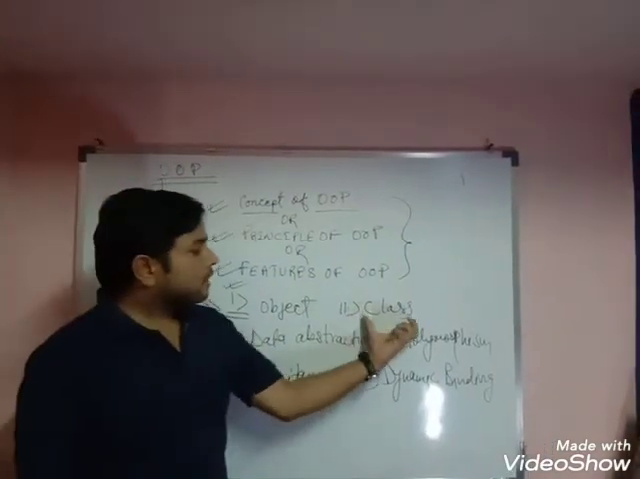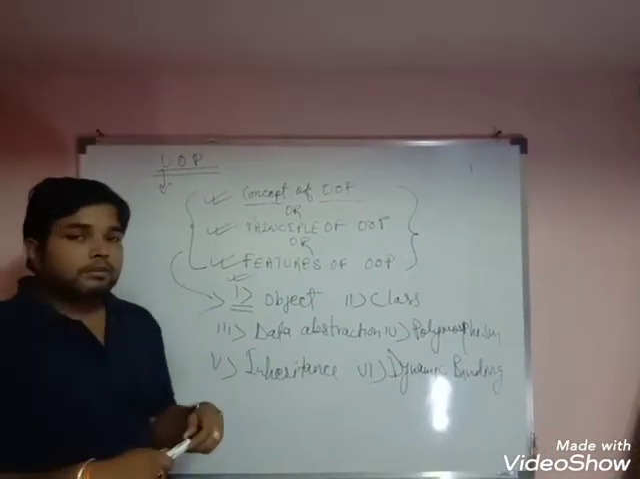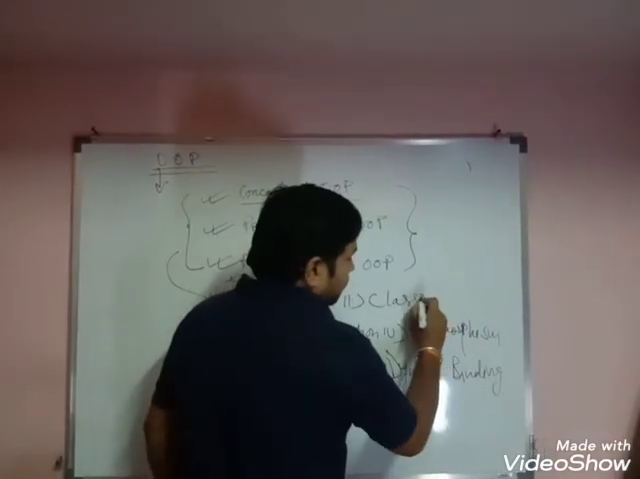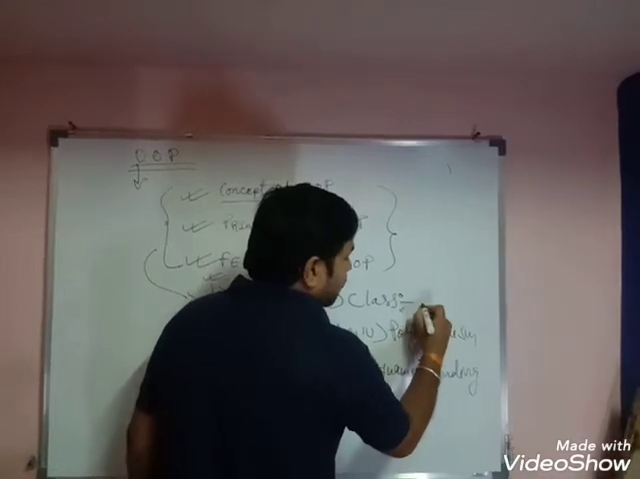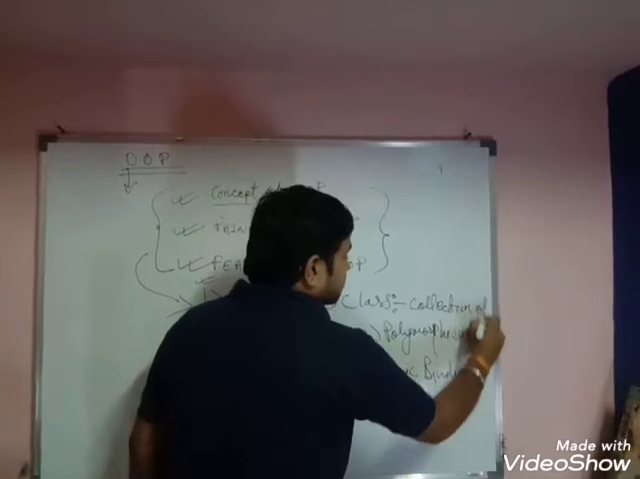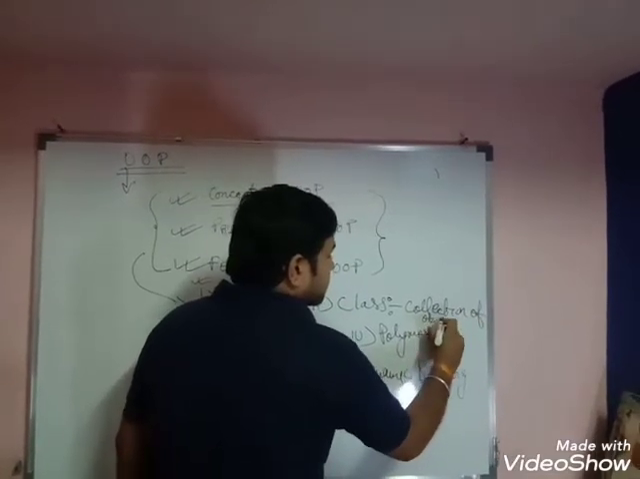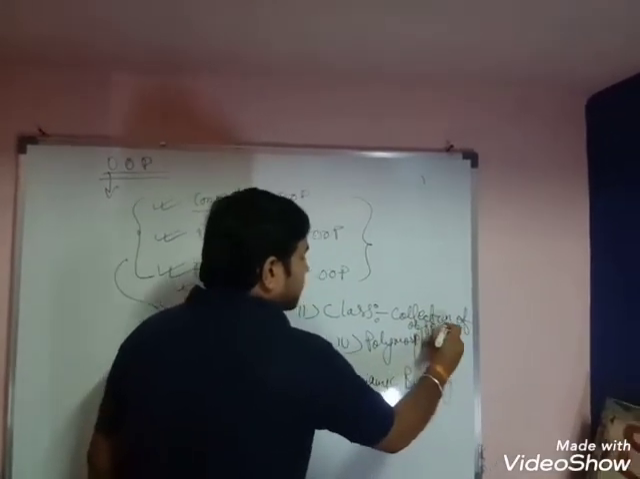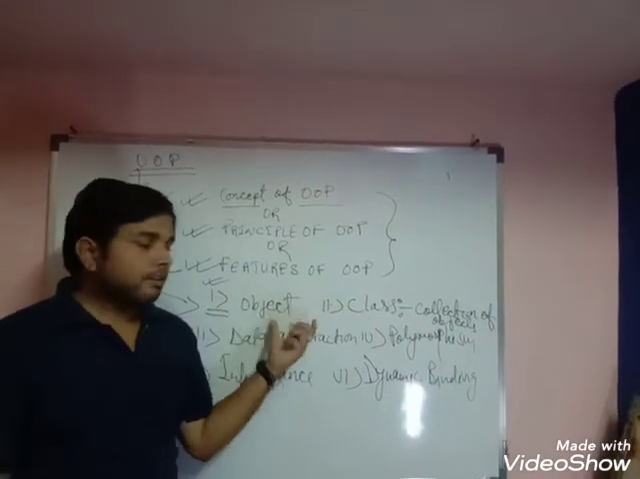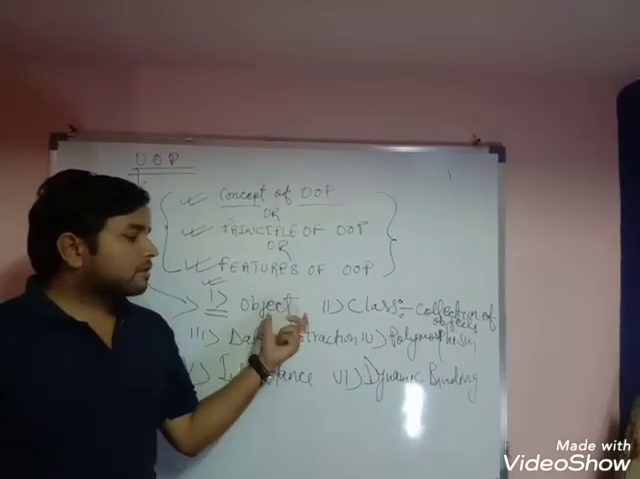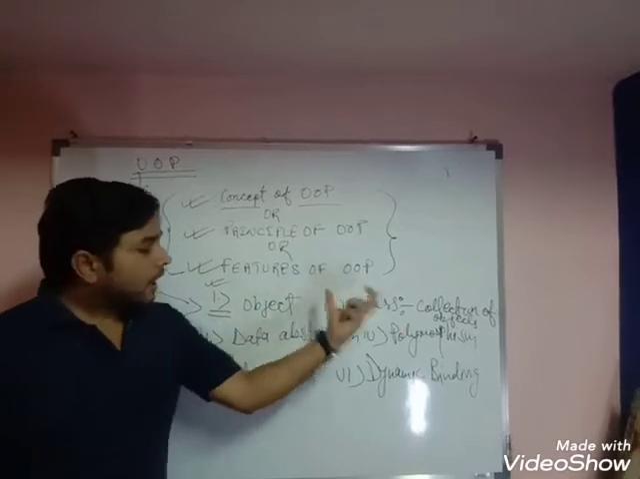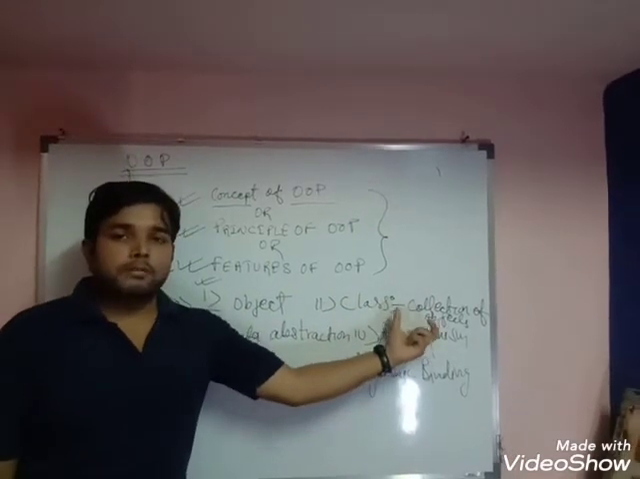So we will come to class. What is class? Class is the collection of objects. This is the main definition of class. In the next chapter you will learn more about the object and class. I am just giving one brief introduction about the object and class. An object is a unique entity which has characteristics and behavior, and class is just a collection of objects.